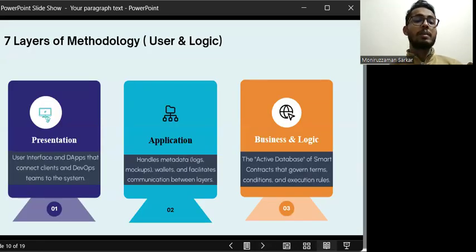So now I will describe the first three layers among the 7 layers, which represent the user and logical layers. The first layer is the presentation layer, the second layer is the application layer, and the third layer is the business and logic layer. In the first layer, the contract between users and the team occurs through DevOps, in the application layer, the project agreements and deployment occur, and the business and logic layer contains the smart contracts that define rules and regulations.